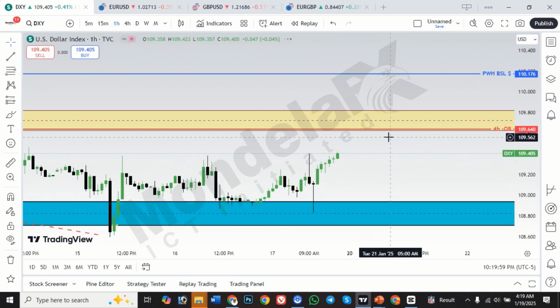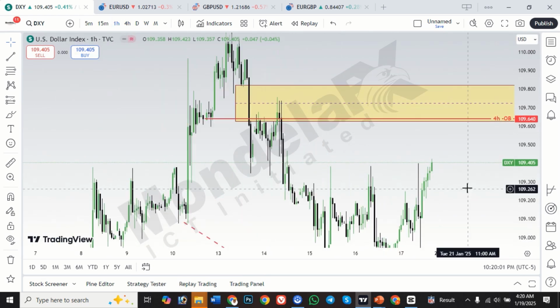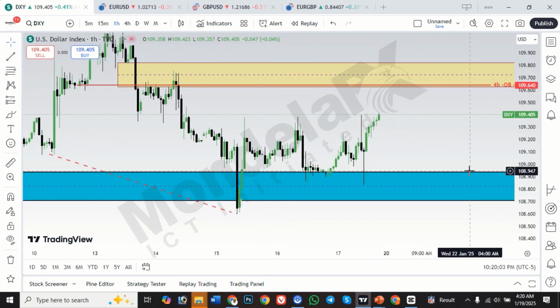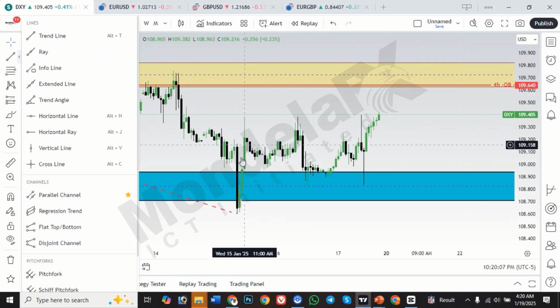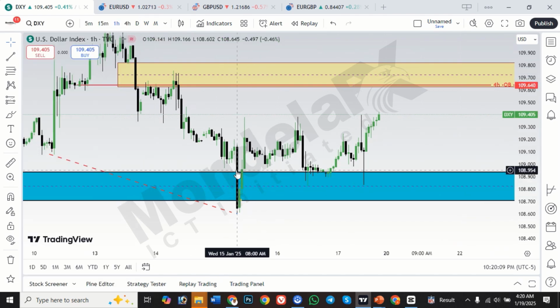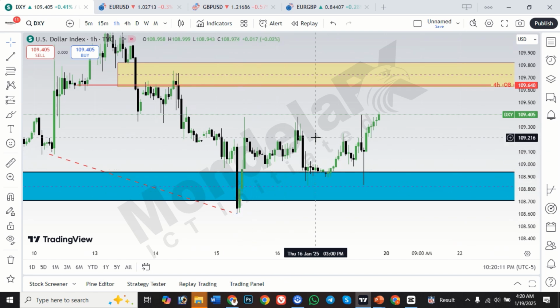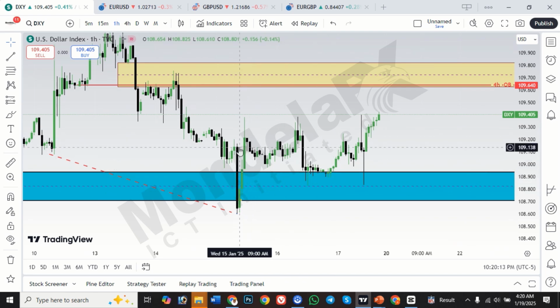Then take it to 1 hour charts. When you take it to 1 hour, you can now see that this order block right here is still there, but I don't want to make the chart dirty again, so I'm not noting anything right now as it stands.